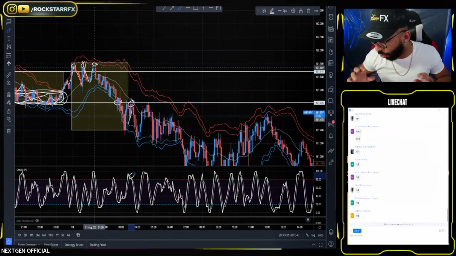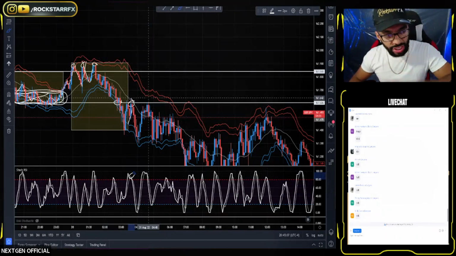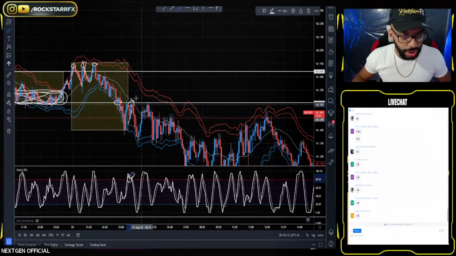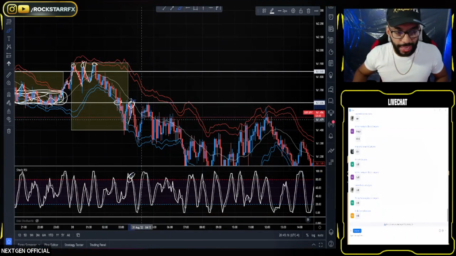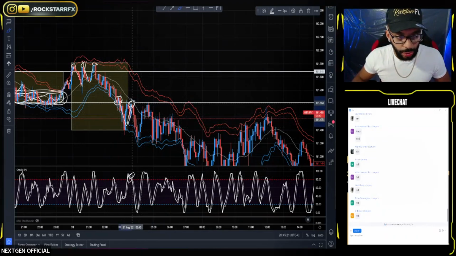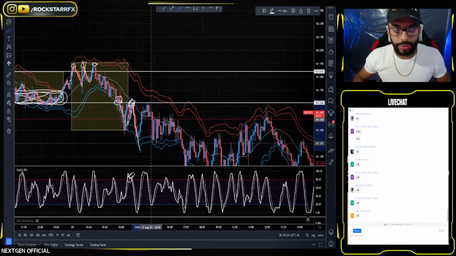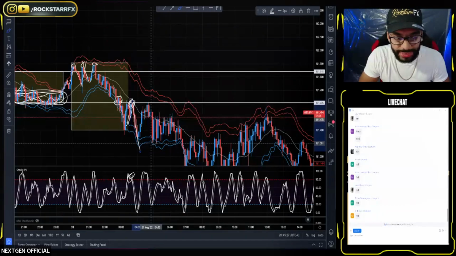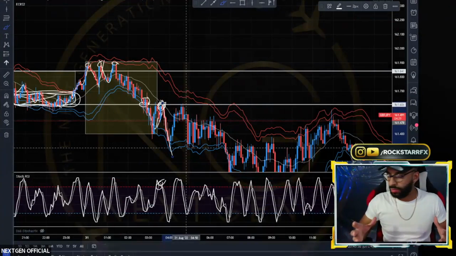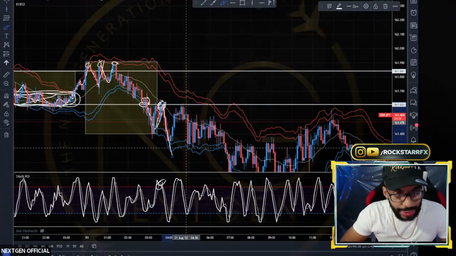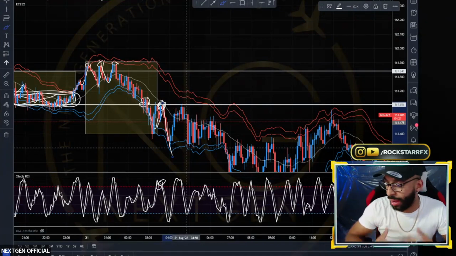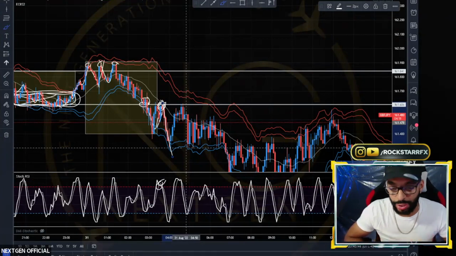Now, how crazy is it that our setup, the 3 steps, the stochastic cross, the middle Bollinger Band, is lined up perfectly with the what? Break, retest, and drop. Isn't that crazy? So the setup that we usually trade, the setup that we're usually looking for, is lined up perfectly with the what? The break and the retest. So that's why I always tell people I like to trade the break and the retest.